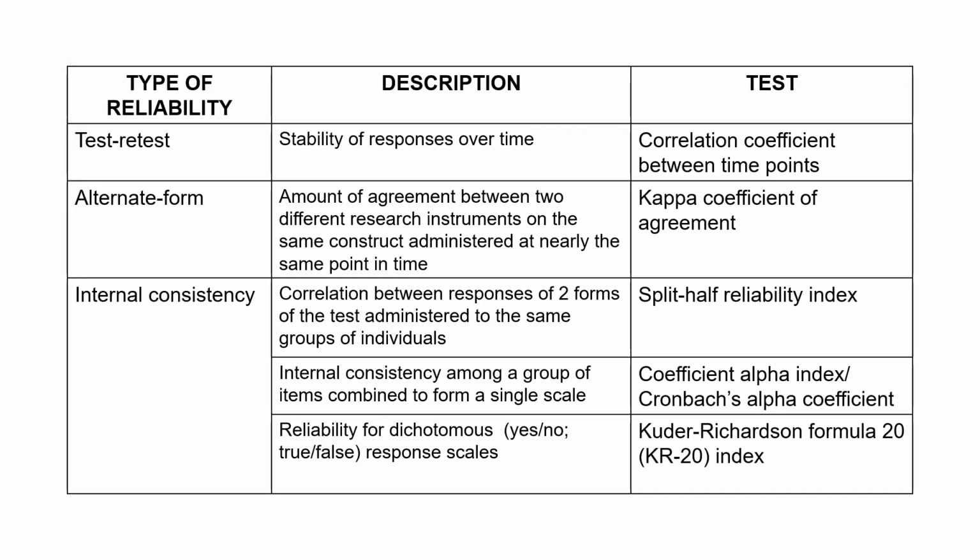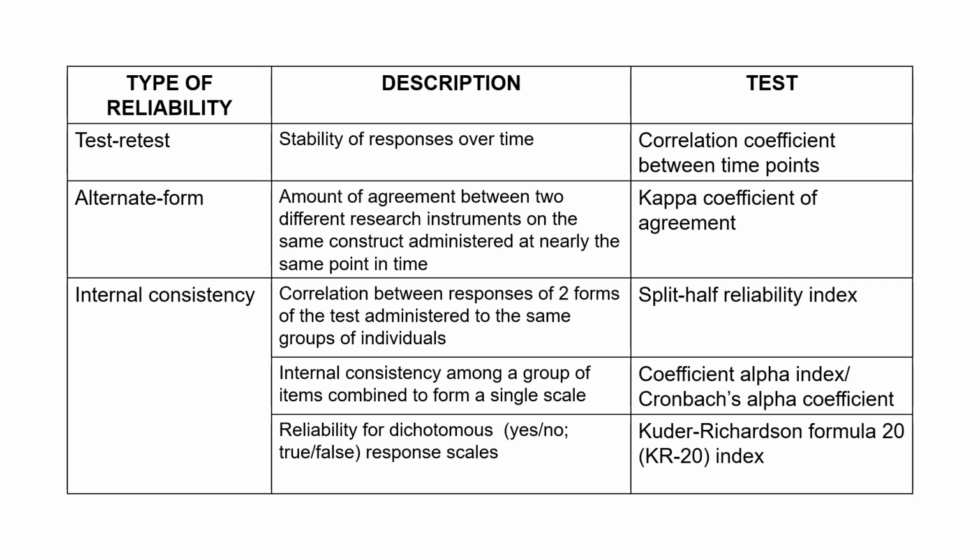For reliability, there are three major forms: test-retest, alternate form, and internal consistency. Test-retest involves administering the same instruments, such as a questionnaire, to the same individuals under the same conditions after some period of time, and is estimated via a correlation of scores taken at two time points. Alternate form measures the amount of agreement between two different research instruments on the same construct administered at nearly the same point in time, through the computation of kappa value of agreement or inter-rater agreement.